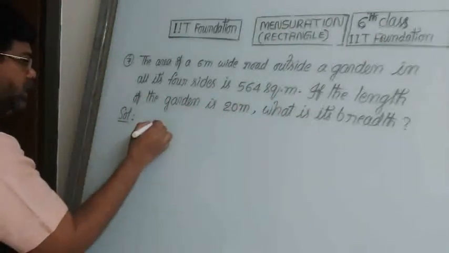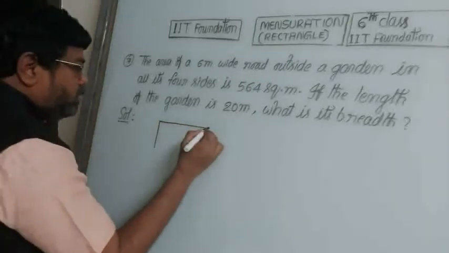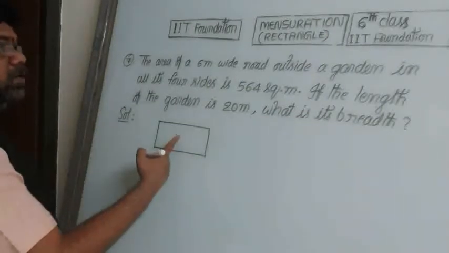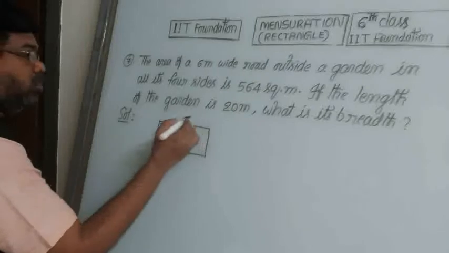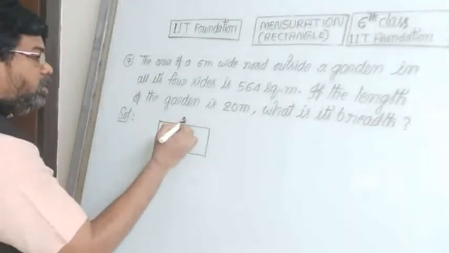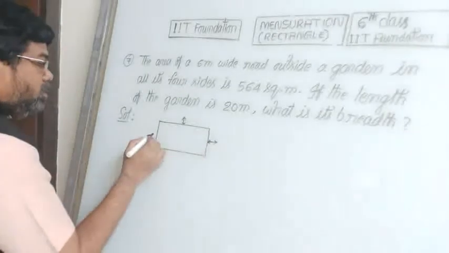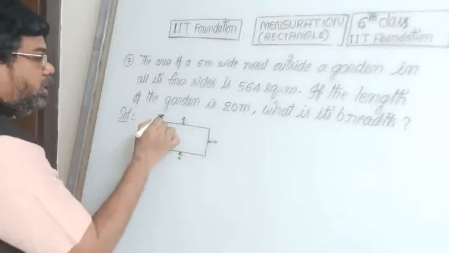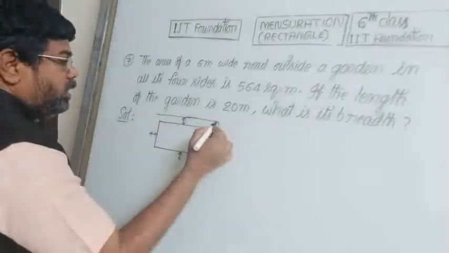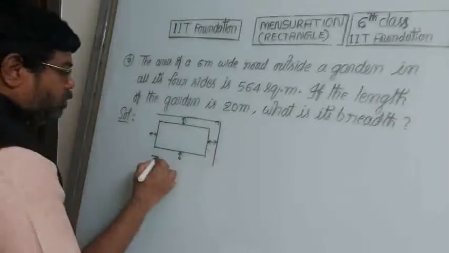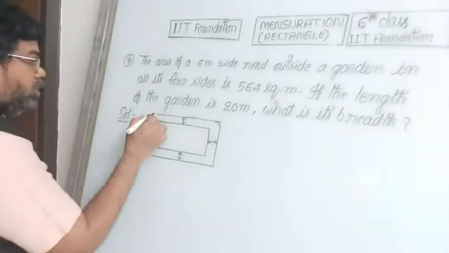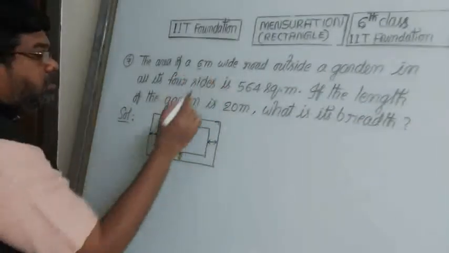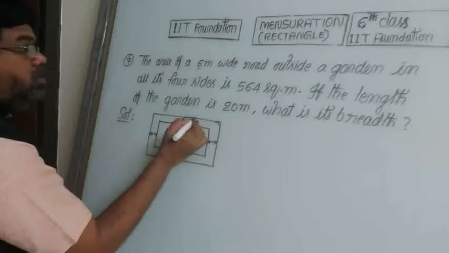So a garden is there. A garden is in the shape of a rectangle. So outside of this garden, 6 meter wide, in all 4 sides it is 6 meter wide. So a road is drawn just like this, 6 meter wide. A road is constructed. So the road width is given, 6 meter.